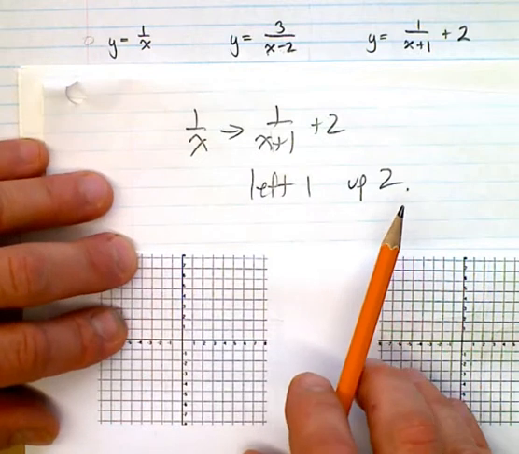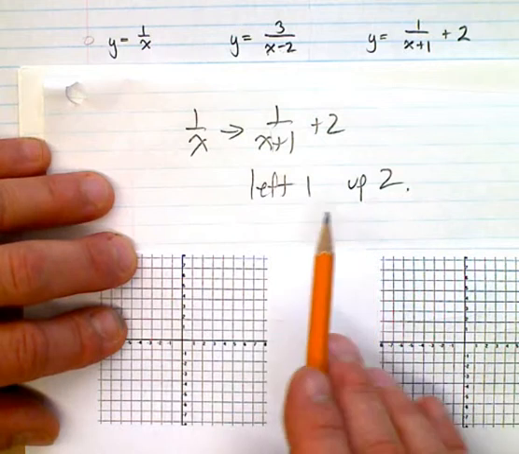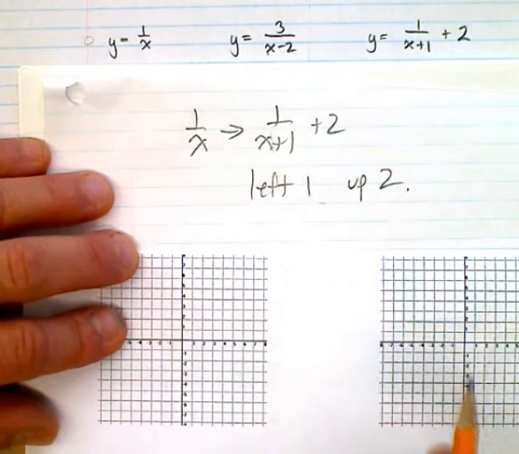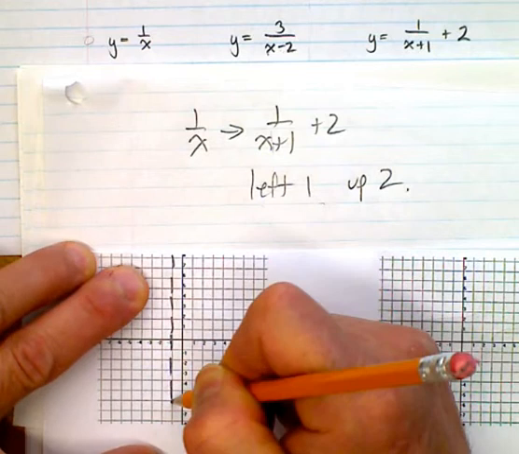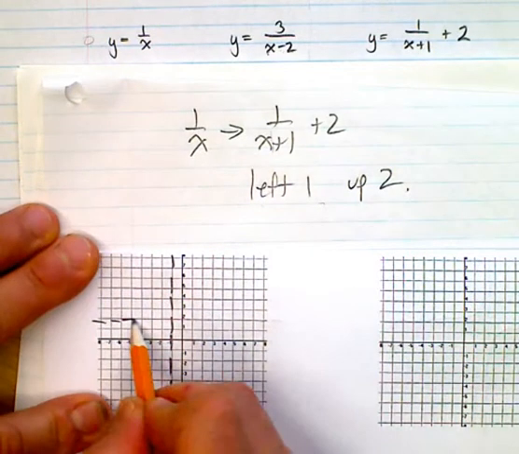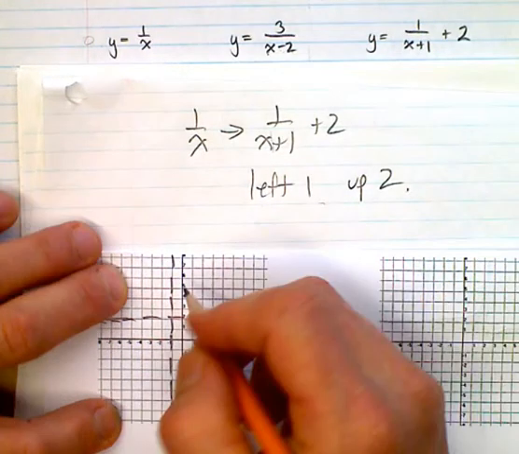And when we talk about transforming rational functions, we can think about the asymptotes as being our references. So if it's gone left 1 and up 2, the asymptotes have moved left 1 and up 2. There are your asymptotes. And now you can basically graph it the same way.